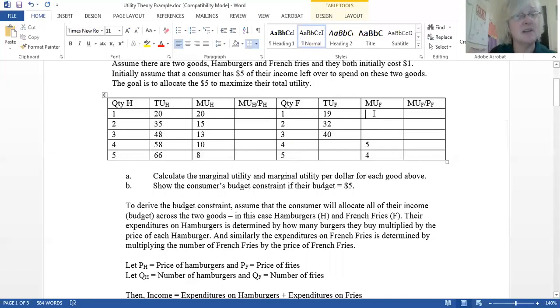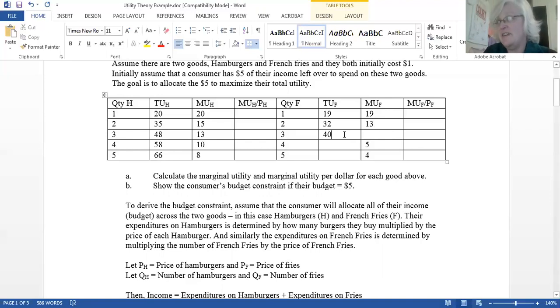Assuming that we started at a level of 0, that's a really good assumption. When you don't have any, you don't have any happiness due to those, right? And so in this case, 19 is how much the first fry added. Knowing the first fry added 19, and after 2 fries we're at 32 total, the change in my total utility from 19 to 32 was due to the second fry adding 13. So the second fry adds 13, its marginal utility is 13.